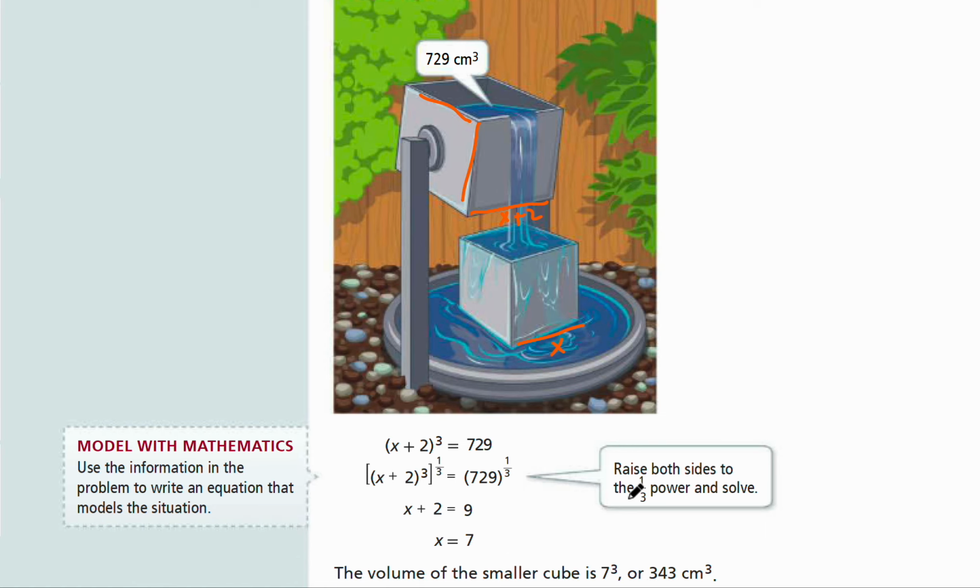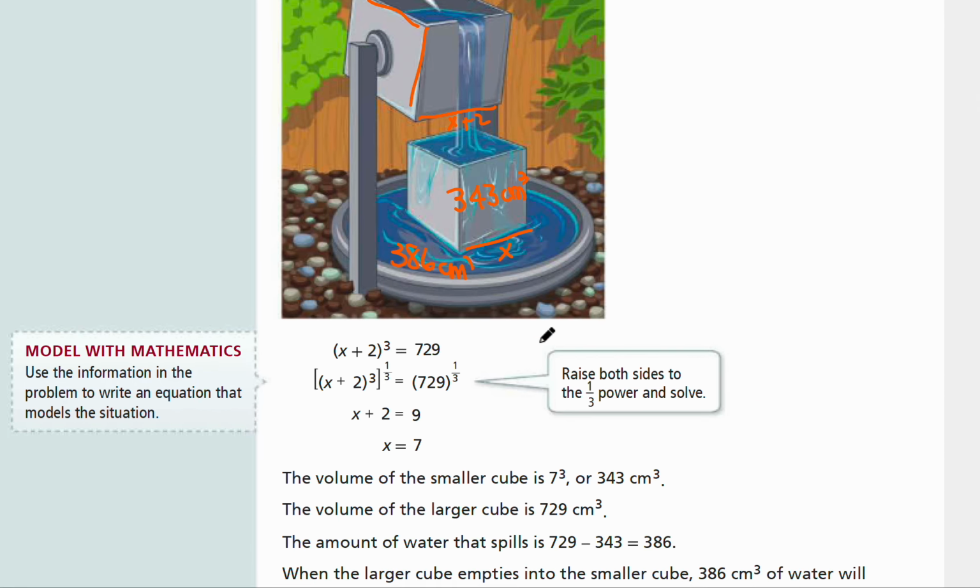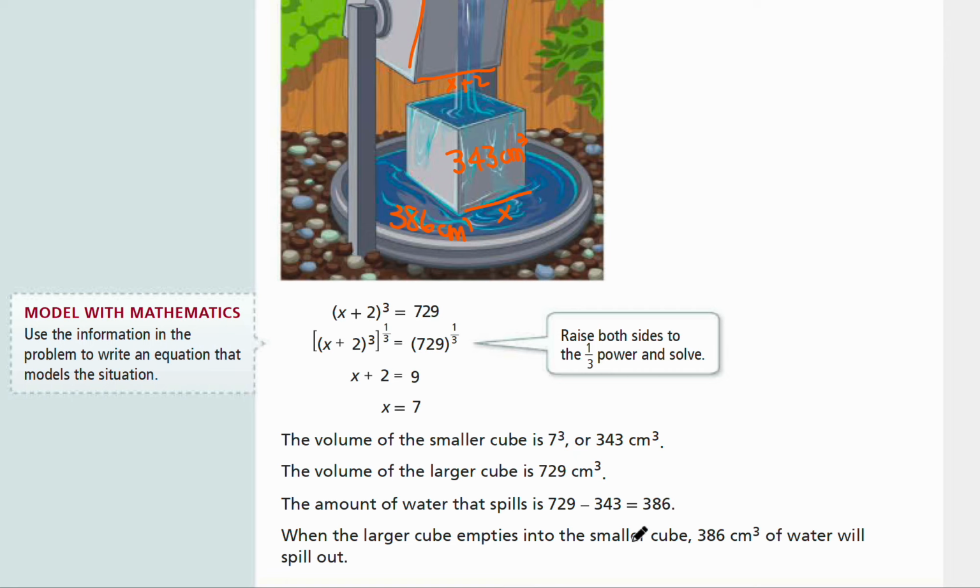The volume of the smaller cube is 7 cubed now because x is 7. And so 7 cubed is 343. So now we know the volume of the smaller cube. We can subtract them, and if we do, we have 386 cubic centimeters left. So when the large cube empties into the smaller cube, 386 cubic centimeters of water will spill out. That would be your final answer.